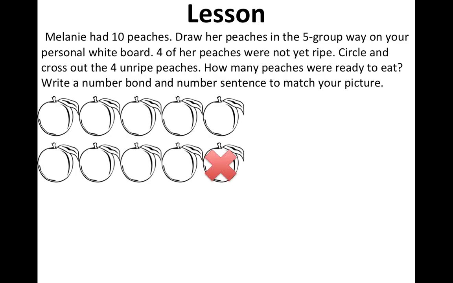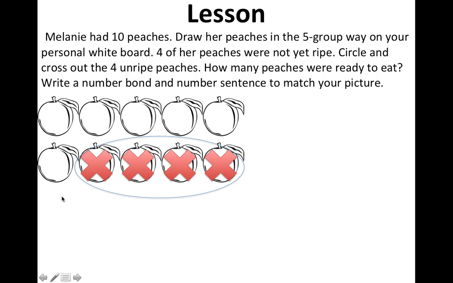So I'm going to cross them out first to show these 4 are the ones that are not good to eat yet. And then I'm going to put a circle around them. So I put a circle and I crossed it off to show that these 4 peaches are not good to eat yet.